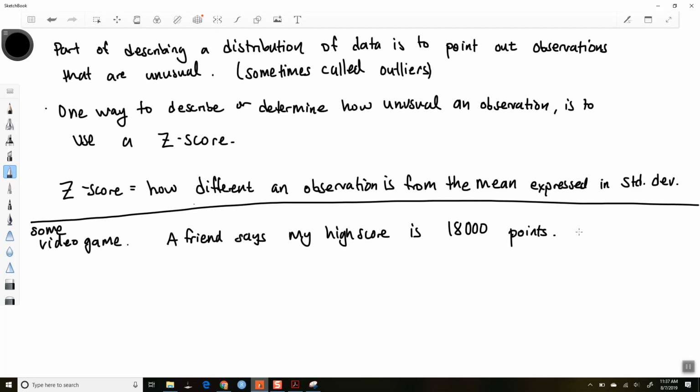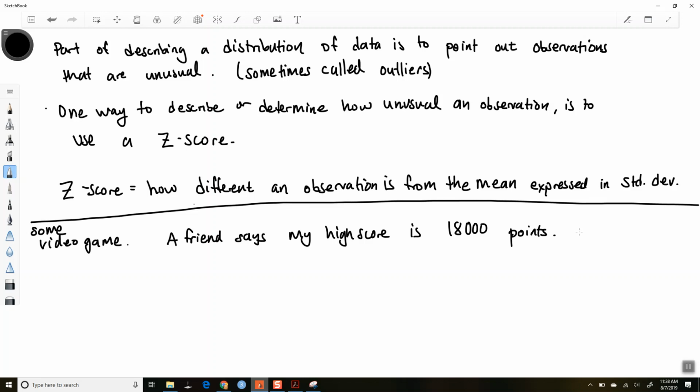Should you be impressed? Now, if you want to be a good friend, you should just say, good job, and support your friend who's proud of their achievement, whether it is truly impressive or not. But internally, you can judge your friend and decide whether 18,000 points is impressive or not. But what information do we need to know to decide whether 18,000 is impressive or not?